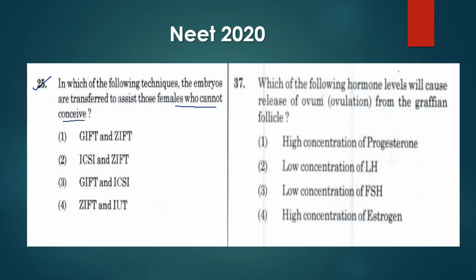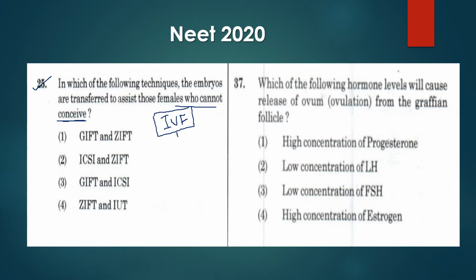The problem is with the fertilization. If there is a problem with the fertilization, then what technique is being used? It is in vitro fertilization, that is IVF. If suppose there is any problem with the ova, then there is a use of gamete intrafallopian tube transfer. But here the exact problem is with the conceiving, that is with the fertilization. If there is a problem with the fertilization, then the couples are advised to go for IVF.